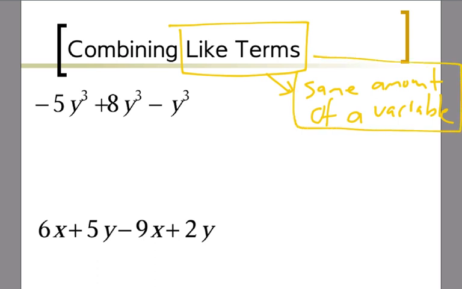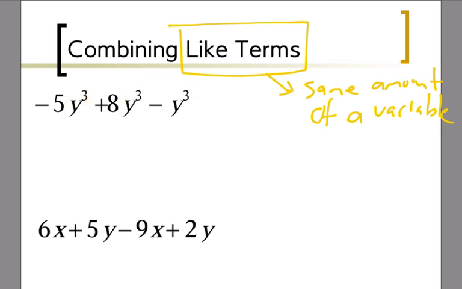Now the reason why I say it's not just the same variable, it's the same amount of the same variable, is because notice in this first problem they all have y's to the 3rd. Okay? Now because they're all y to the 3rd, that's the same amount of y. If there was like an extra y squared over here, that is not a like term, so it wouldn't be added with these other ones.